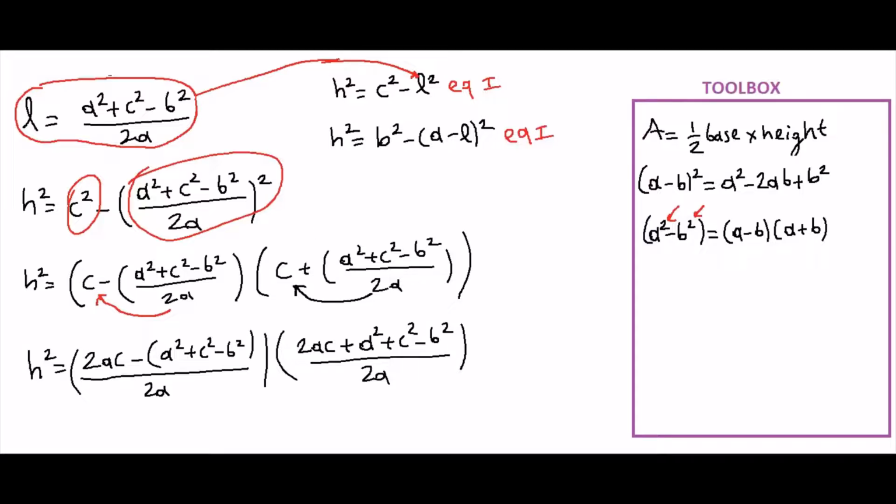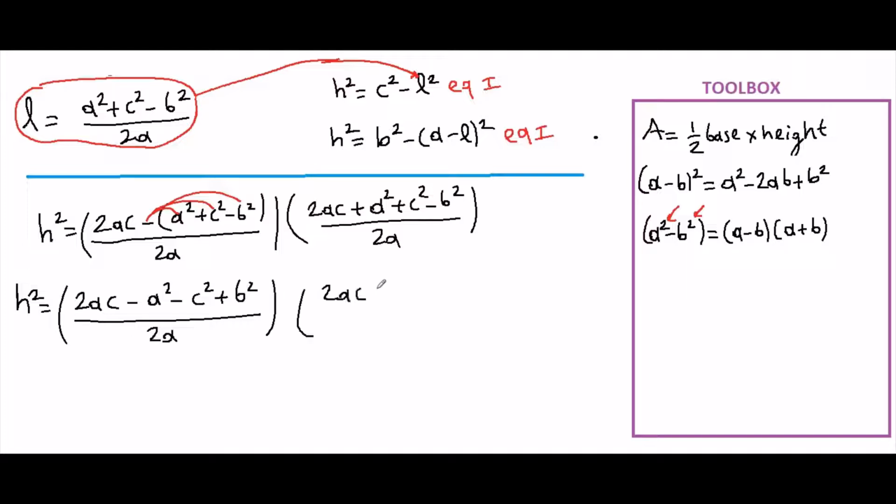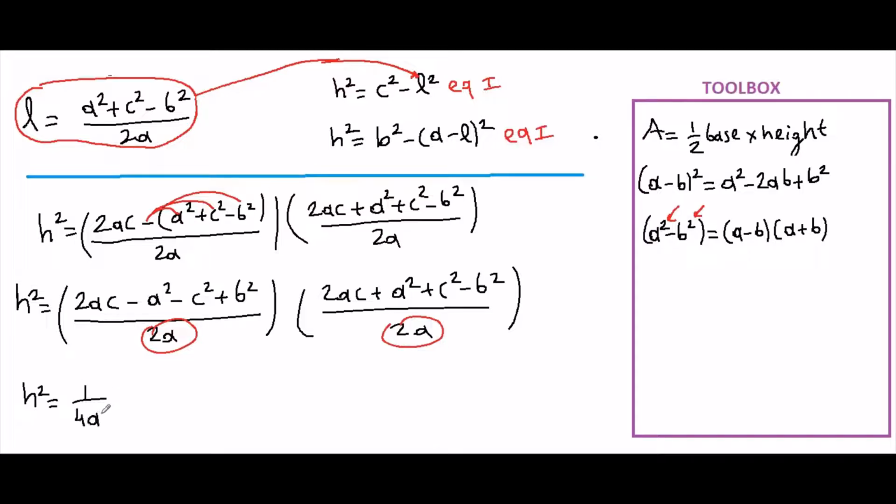Now we need to distribute the negative sign into the parentheses. So we obtain h squared is equal to (2ac minus a squared minus c squared plus b squared) over 2a, times (2ac plus a squared plus c squared minus b squared) over 2a. Now we can multiply the denominators and pull it out. So h squared is equal to 1 over 4a squared if we multiply these two.